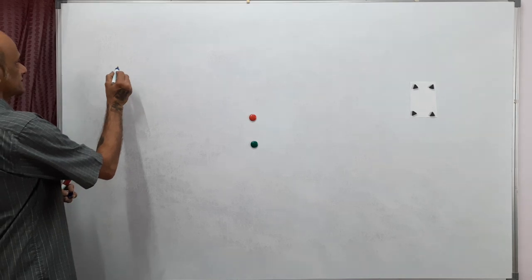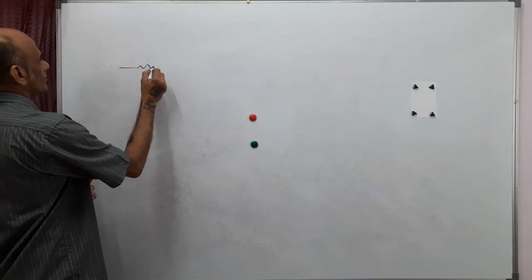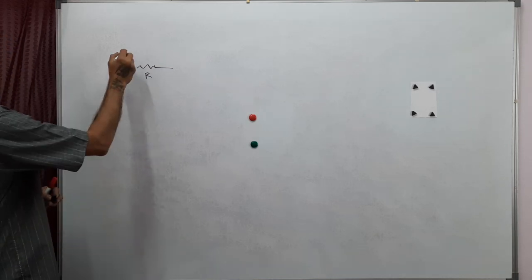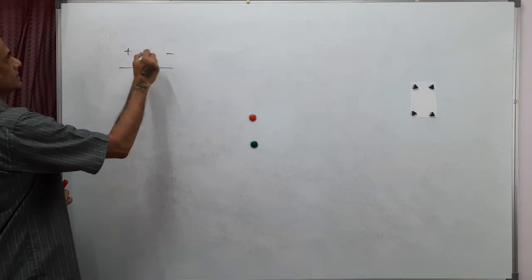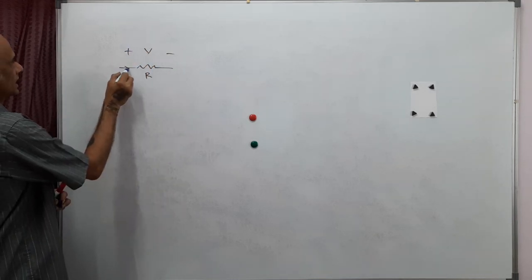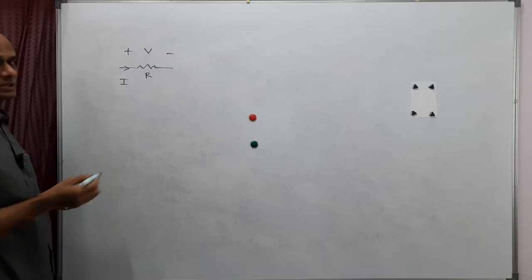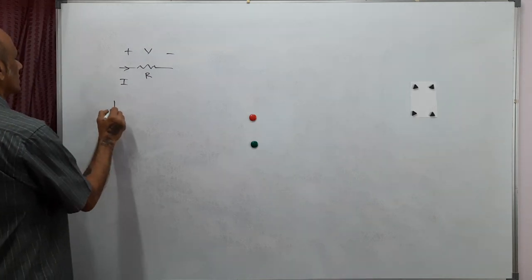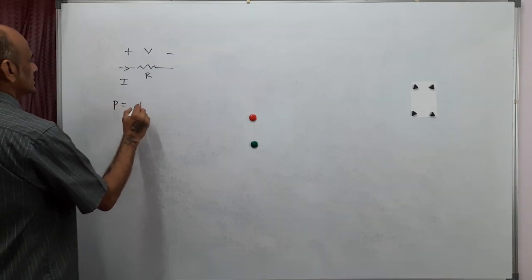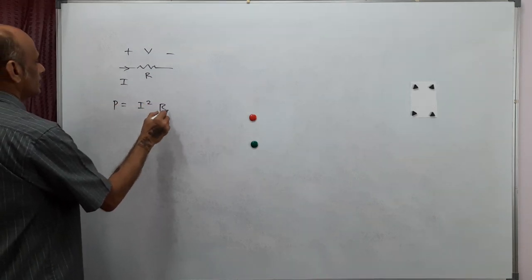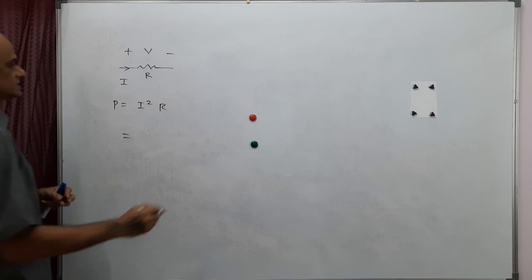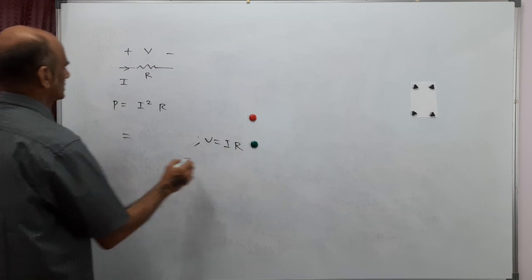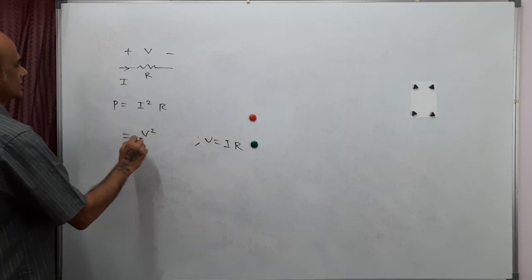Consider a resistor of value R. When the potential difference V is applied across it, the current I will flow. The power dissipated in this resistor is I square R, and using Ohm's law, which states V equals I into R, I can rewrite this as V square by R.